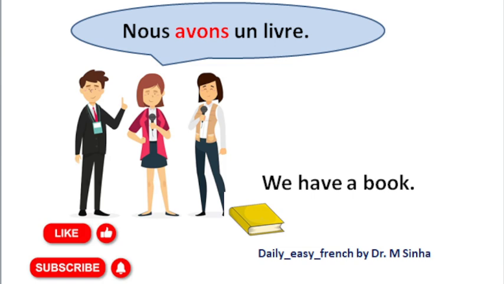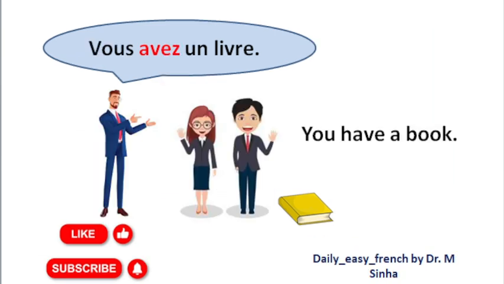If we want to say we have a book, we say nous avons un livre. Repeat with me. Nous avons un livre. Very good. If we want to say you have a book, here you can see there are two people. So we'll be using vous and we'll be saying vous avez un livre. Repeat with me. Vous avez un livre. Very good.